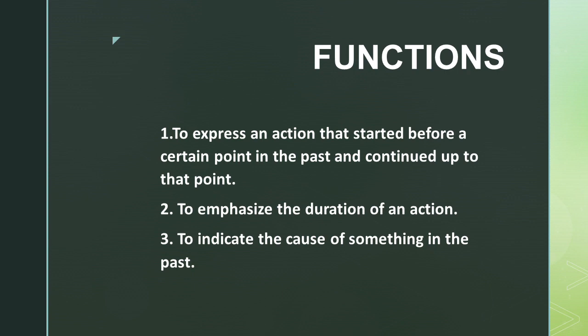Now let's look at the functions of the past perfect continuous tense. As we already know, it is used to express an action that started before a certain point in the past and continued up to that point. So it is used to emphasize the duration of an action and to indicate the cause and effect of something in the past.